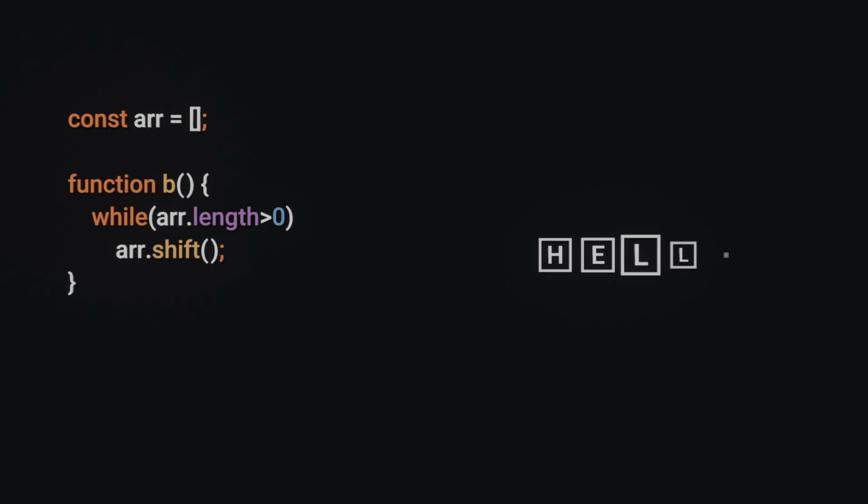The array.shift method removes the first item in the array, but it also has to shift the remaining items in the array to the left by one index. This means we have to touch every single item in the array every time we shift an item out. This results in a linear time complexity. But because of the while loop, we'll have to do this n times, which will give us the total runtime of O of n squared.